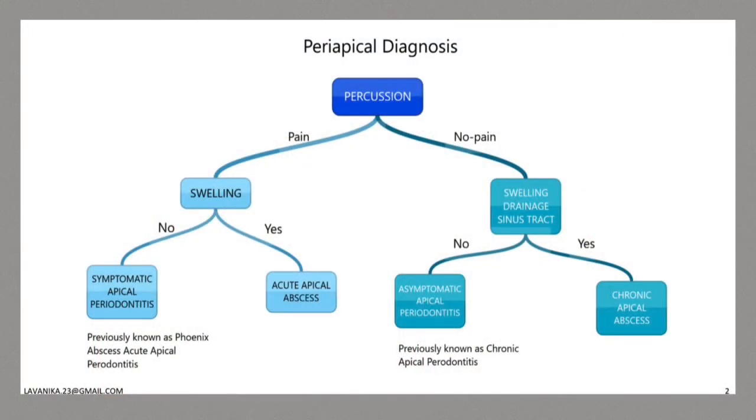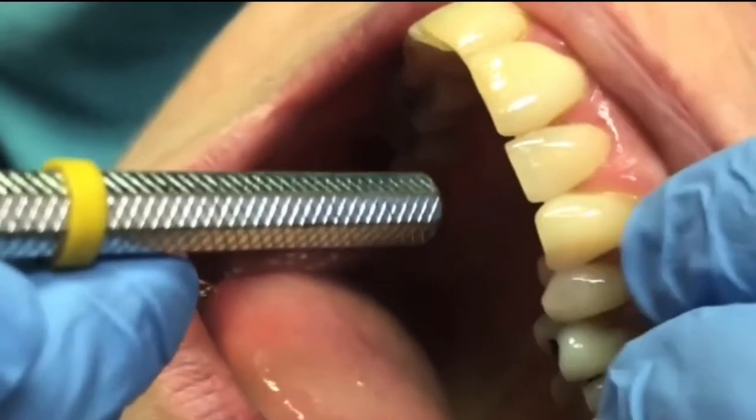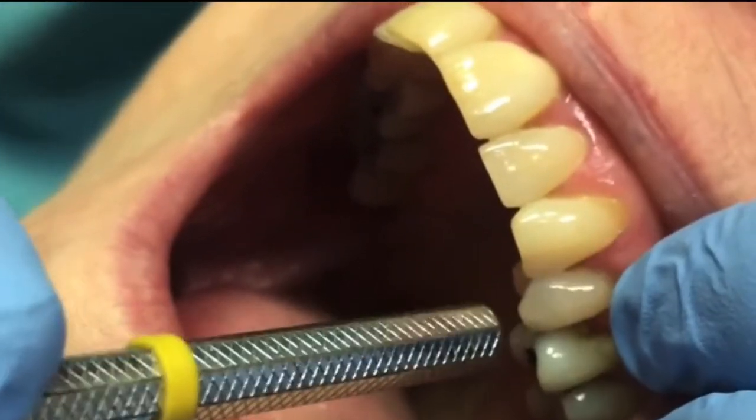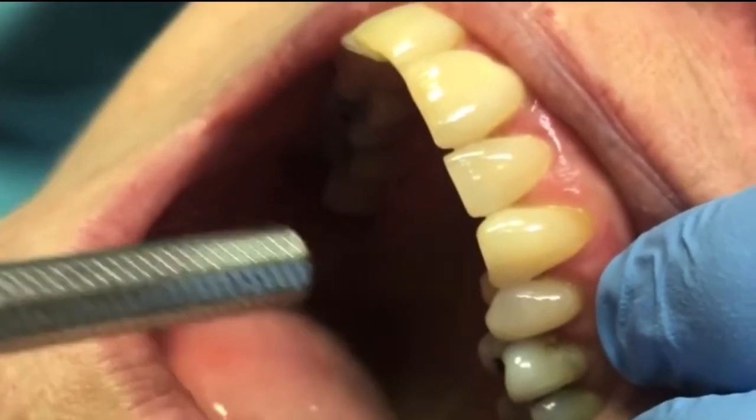So let's talk about the apical diagnosis. In apical diagnosis, you have the normal apical tissues, then the symptomatic apical periodontitis, then asymptomatic apical periodontitis, then acute apical abscess, and then chronic apical abscess. So let's begin with the normal apical tissues. The normal apical tissues are asymptomatic and would have no pain to percussion or palpation.